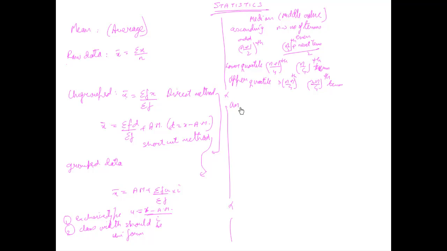Same formula going for ungrouped data, children. All of the formulas remain the same for ungrouped data, only you have to find out cumulative frequency. Find out cumulative frequency first, and then all the formulae remain the same. And then we have grouped data.